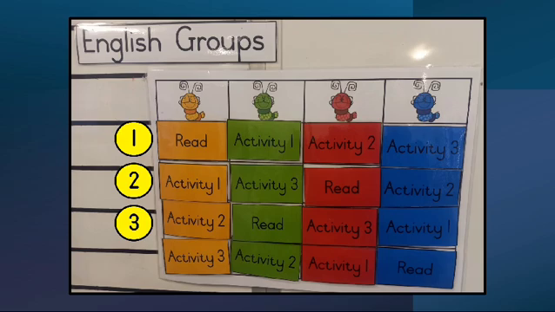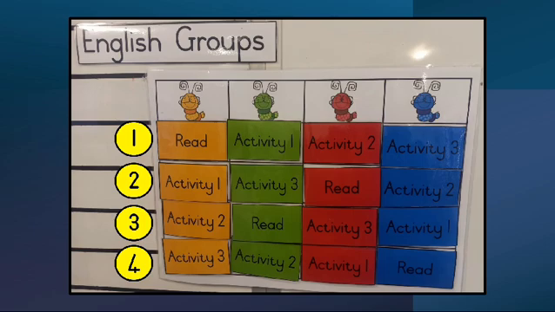Then I'll read with my green group. The yellow group will do activity 2, red group will do activity 3, and blue group will do activity 1. While I'm reading with my blue group, the yellow group will do activity 3, green group will do activity 2, and my red group will do activity 1.